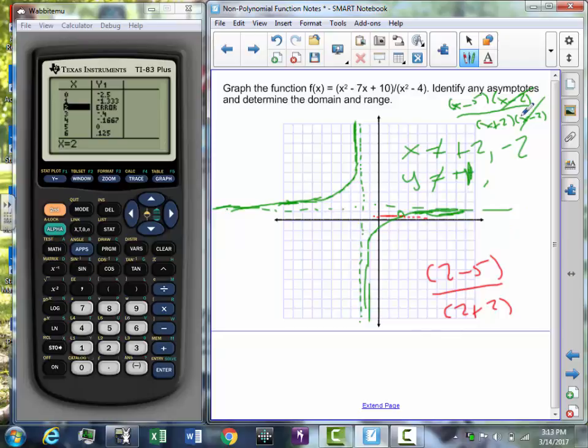Now, I couldn't plug 2 in right here, because that causes a problem, but what's the hold up here? There's nothing stopping me now. 2 minus 5 gives you -3. 2 plus 2 gives you 4. Now I know where that hole for y happens to be. The hole for y is at -3 over 4.